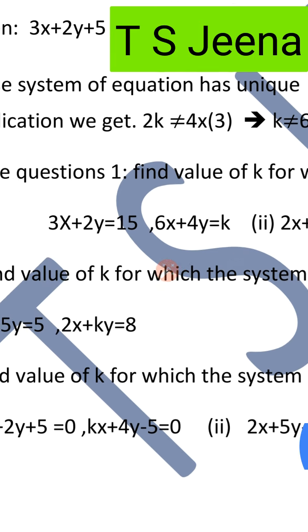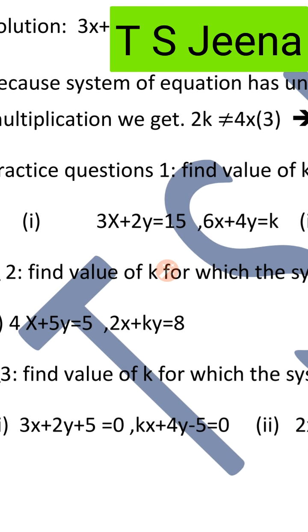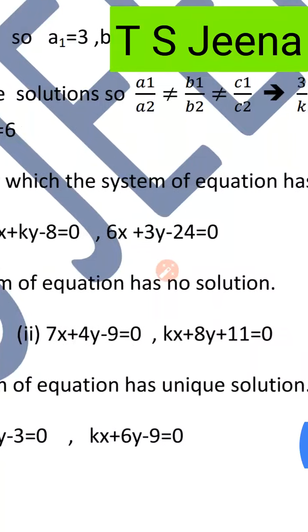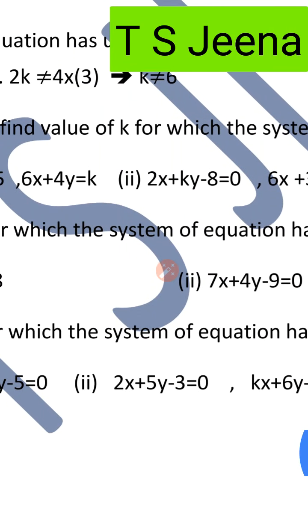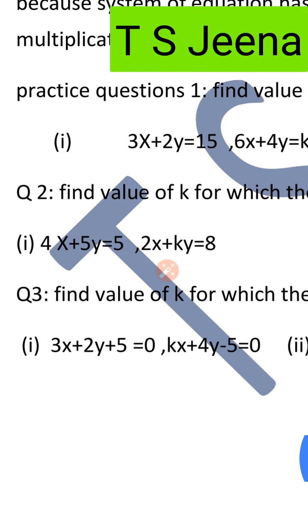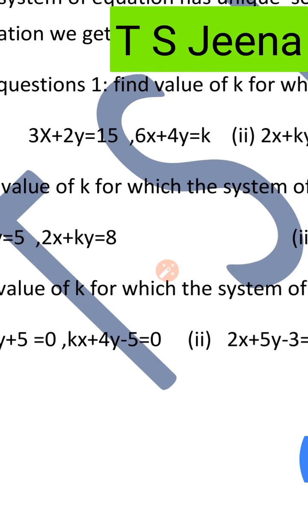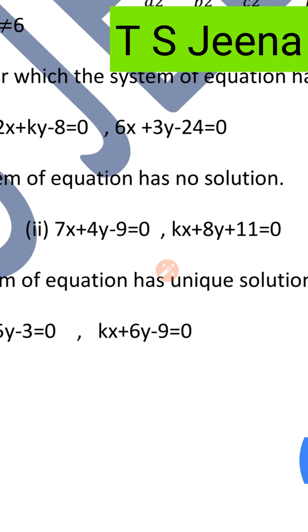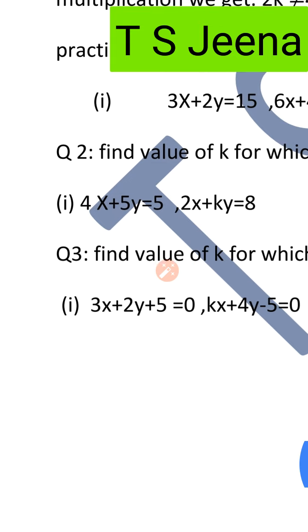So the same type of questions I have given here. You have to do all these. First question, find the value of k for which the system of equations has infinitely many solutions. See the above example accordingly for the first part and second part of this. In the same way, the second question is the condition of no solution, and the third one is the condition of unique solution. Under these conditions, you have to determine the value of k.